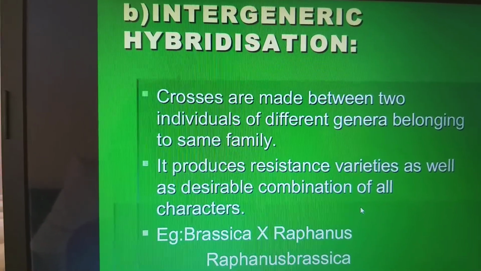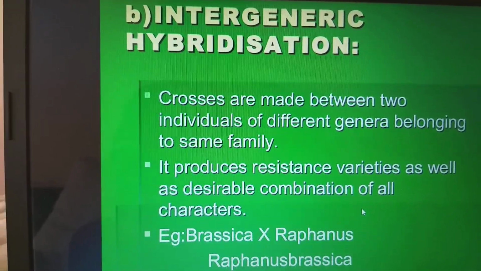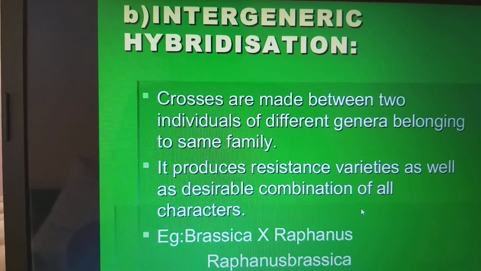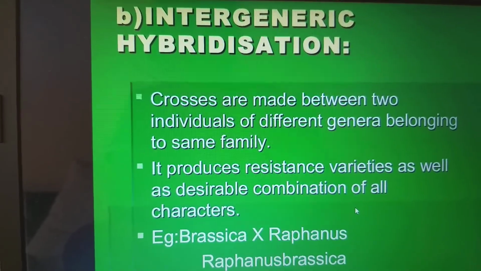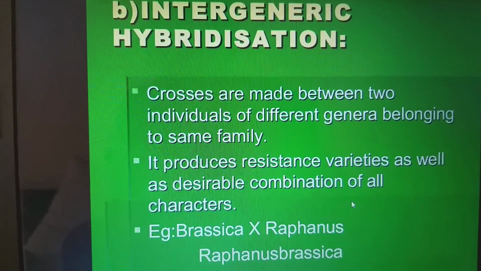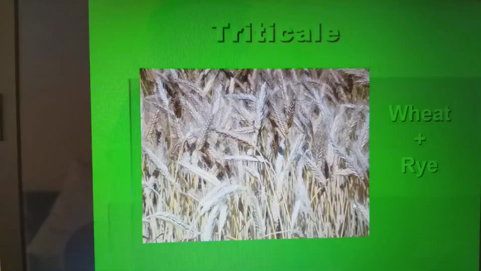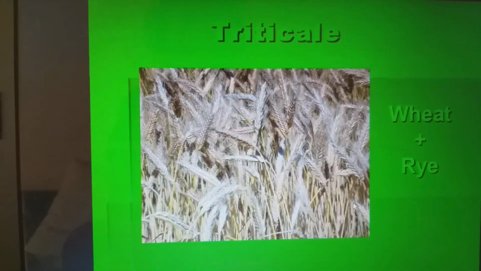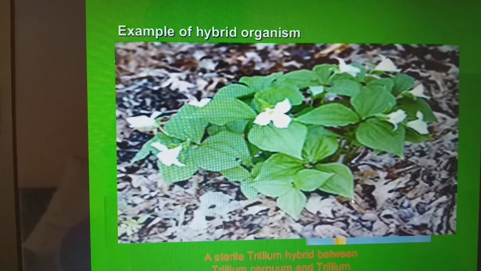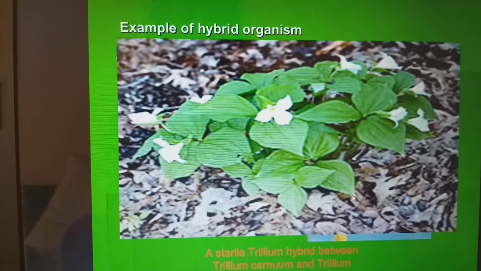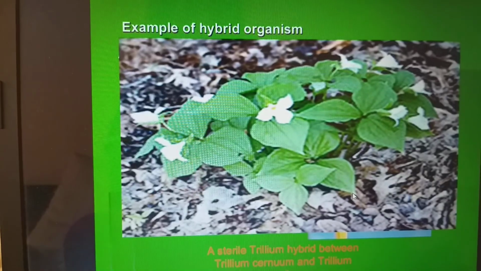Intergeneric hybridization: crosses are made between two individuals of different genera belonging to the same family. It produces resistant varieties as well as desirable combinations of characters. For example, Brassica is crossed with Raphanus, giving Raphanobrassica. Triticale: wheat plus rye is equal to triticale. Examples of hybrid organisms include a sterile Trillium hybrid involving Trillium grandiflorum.